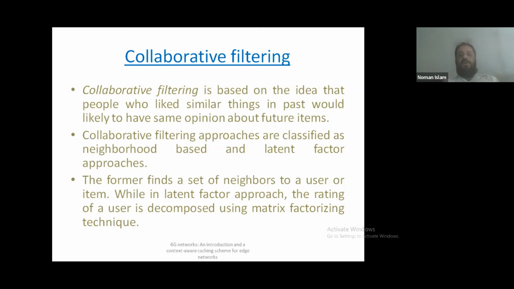And there are two primary approaches: neighbor-based approaches and latent factor approaches. So the neighbor-based approach is based on a set of neighbors to a user or item. In the latent factor approach, we perform matrix factorization. So we have a popularity matrix, we factorize it into two sub matrices based on matrix factorization using machine learning, and then latent features are calculated.